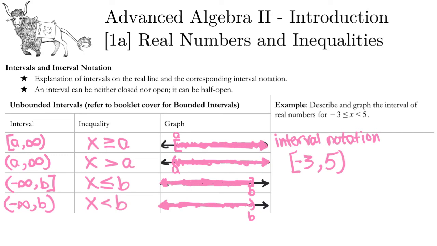To graph that interval, all we need to do is sketch a number line and plot -3 towards the left, 5 towards the right, draw a bracket at -3, a parenthesis at 5, and shade everything in between. And again, if we were in Algebra 1, we'd have a closed hole at -3 and an open hole at 5.